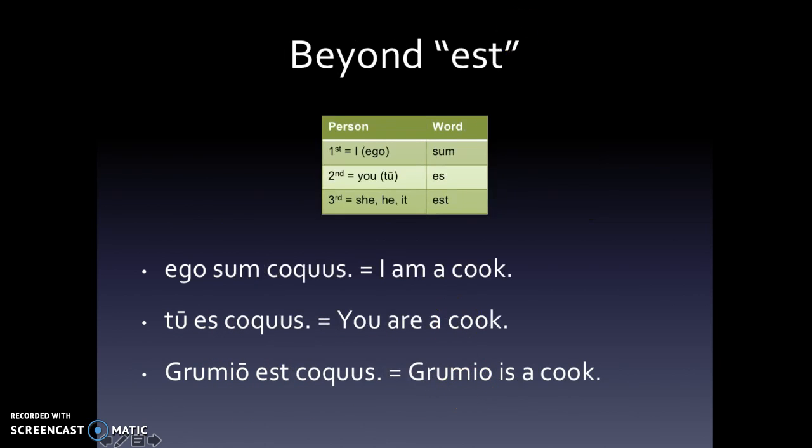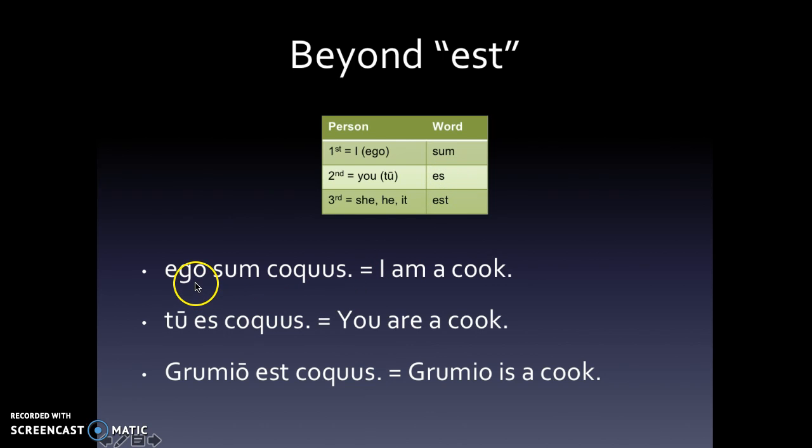All right, going beyond est. So est means she, he, or it is. Sum means I am. Es means you are. Now this is an irregular verb. It doesn't follow our patterns perfectly, but you can notice that we've got the S there for the second person singular, and we've got the T there for the third person singular.